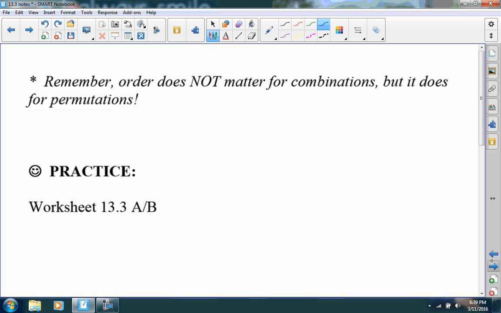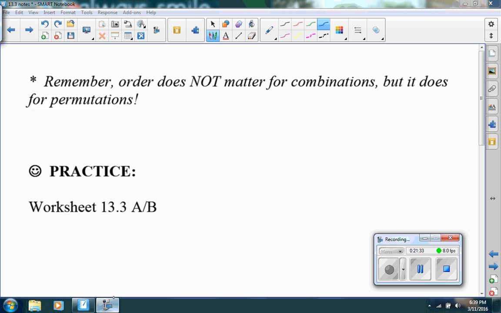Okay. So definitely take a look at that worksheet. If you need help with your calculator or the worksheet, let me know, and come on in and see me before school if you have questions.